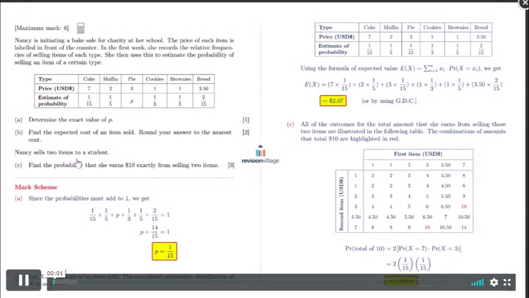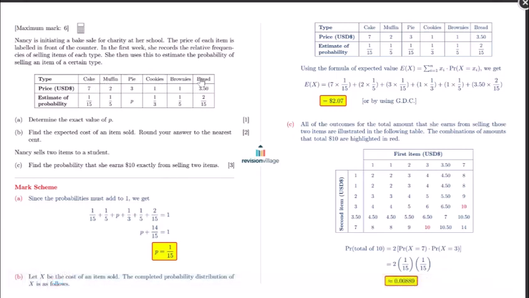Part C, we are told that Nancy sells 2 items to a student, so 2 items out of these 6 here. So for example, the student could have bought 2 brownies, or a cookie and a cake, or a muffin and a pie. Find the probability that she earns $10 exactly from selling the 2 items.